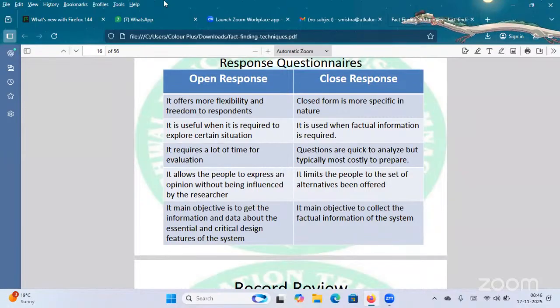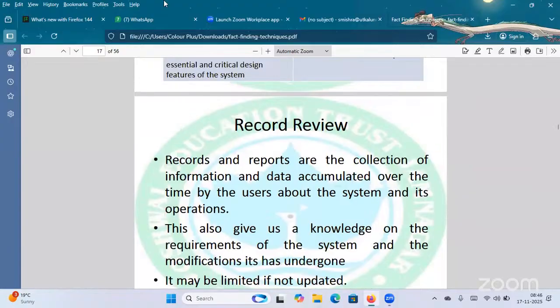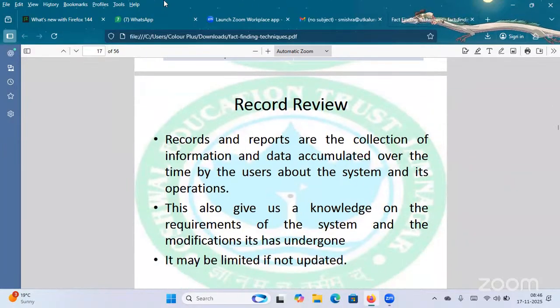So first fact finding technique is interview. Then second fact finding technique is questionnaire. Then third is our record review. So as the name suggests, it is the review of the records. The records are there in the organizations and they are reviewed. What are the lacunas, for which the system becomes obsolete, or what are the problems faced by the stakeholders, so that they want to install or develop a new system.